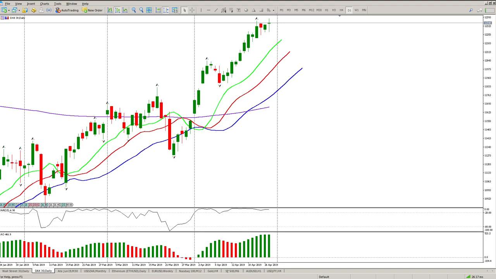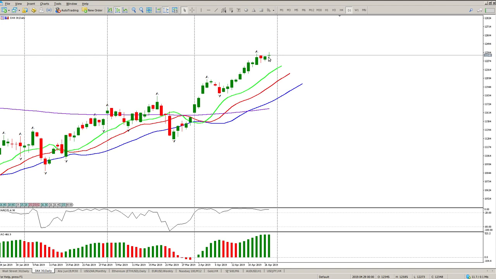Now, yesterday we ended up with an indecision bar. So in other words, it's a range bar. If you look at the daily, you can see a long tail at the bottom and a long tail at the top. That is indecision. We had this hanging man here, and we had a bit of a green bar back up.